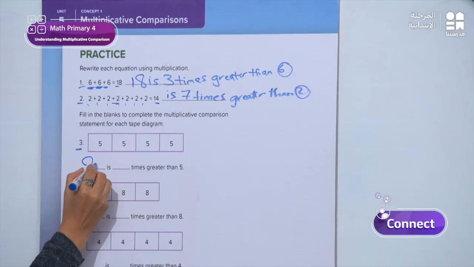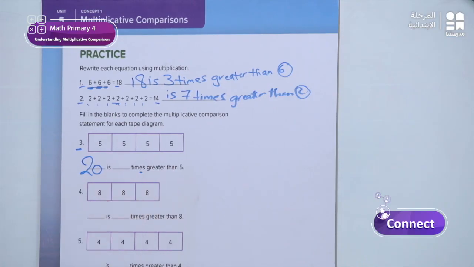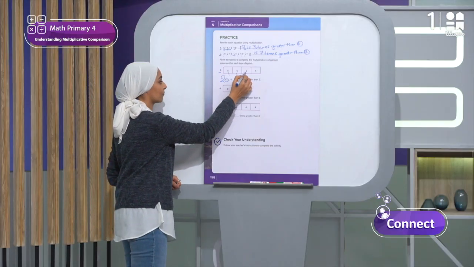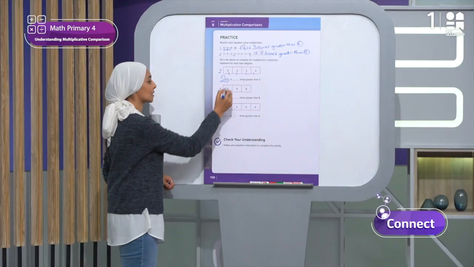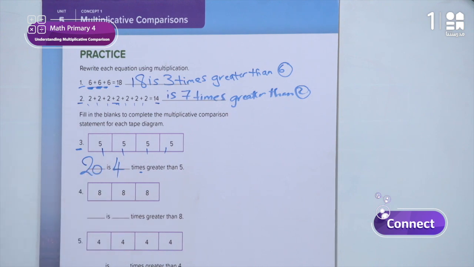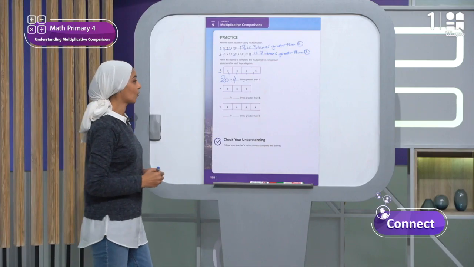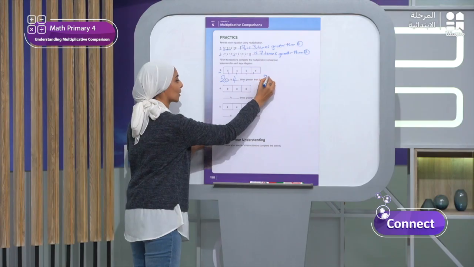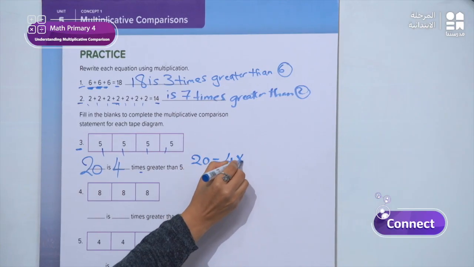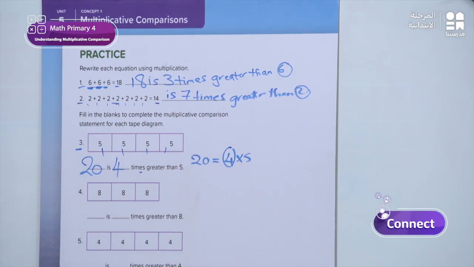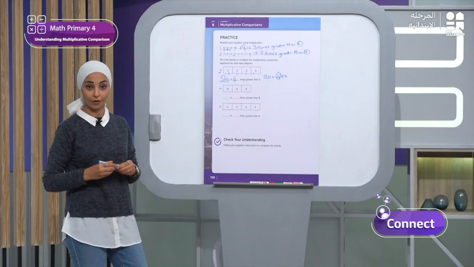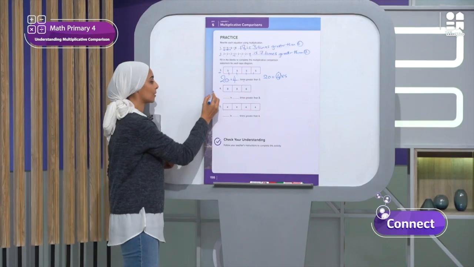So 20 is how many times greater than 5? Yes, 20 is 4 times. I added 5 four times, so 20 is 4 times greater than 5. Okay, we can say that 20 equals 4 times 5. That's why it is 4 times greater than 5. Let's move to problem number 4.